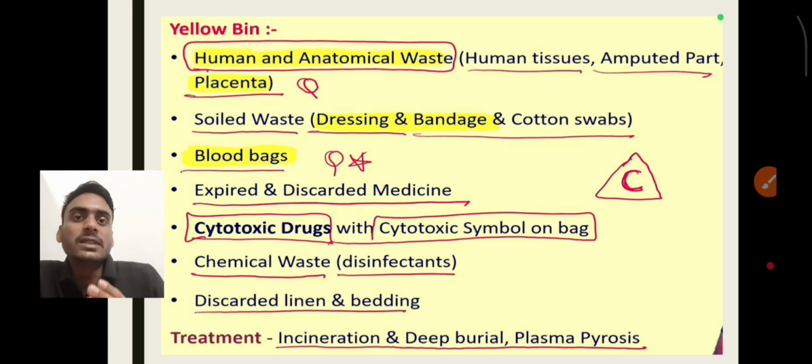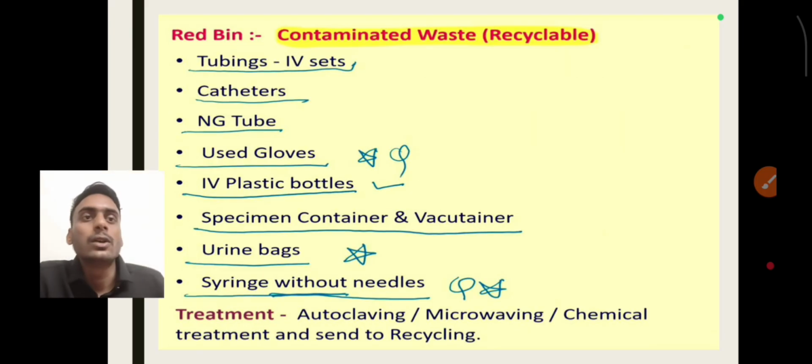For the treatment or disposal of this biomedical waste, you have to use the incineration method or deep burial methods. You have already discussed this previously. Now we discuss which kind of waste material we place in the red bin.